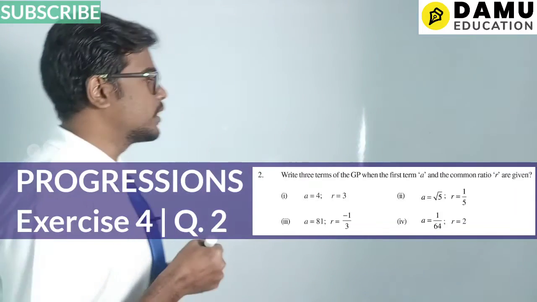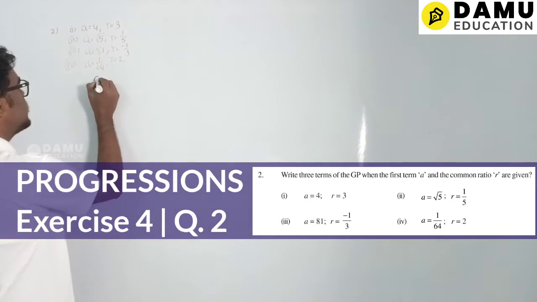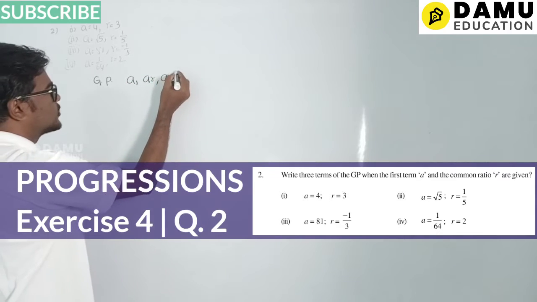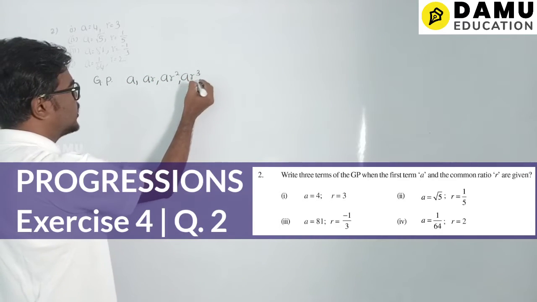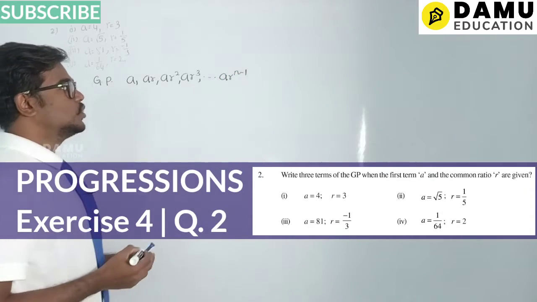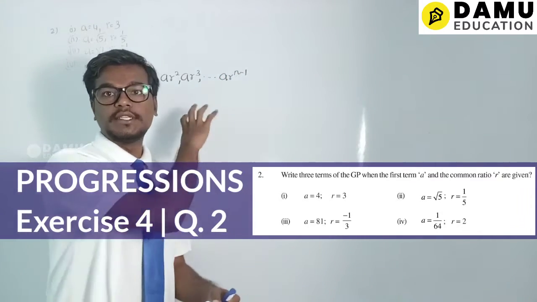In geometric progressions, the terms will be A, AR, AR square, AR power 3, and so on, up to AR power n minus 1. So these are the terms, and this is a series.